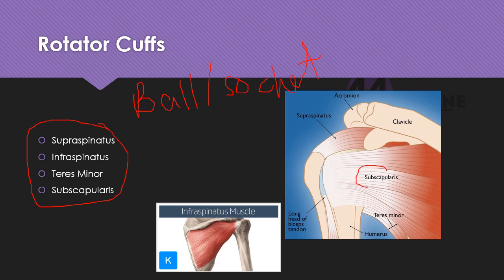Here is the subscapularis muscle, here is the teres minor muscle, here is supraspinatus muscle, and here's infraspinatus muscle. You can't actually see it from the anterior side of your body. It's actually on the posterior side of your body.